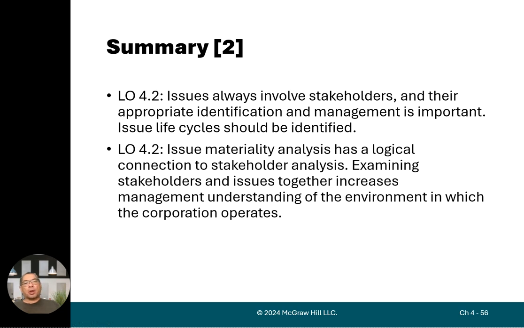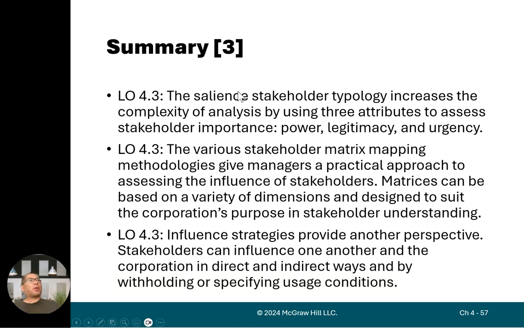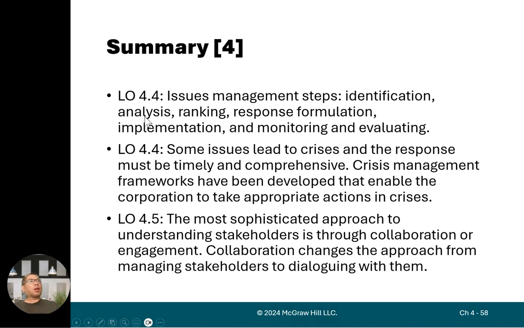Okay, and then number 3, there are about 3 points here. The science of stakeholder analysis typically increases the complexity of analysis by using 3 attributes in assessing importance: power, legitimacy, and urgency. And then there are various stakeholder matrix mapping methodologies that give managers a practical approach in assessing the influence of stakeholders. And then influence strategy provides another perspective as well. Number 4, issue management steps: identification, analysis, ranking, response formation, implementation, and monitoring and evaluation.